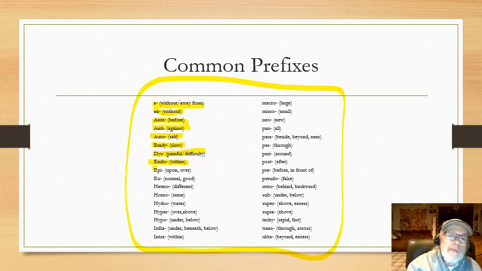Epi means upon. The outside layer of the skin is called the epidermis. Derm means skin. We talked about that before. And the epidermis is that outer layer, or the layer upon the skin.